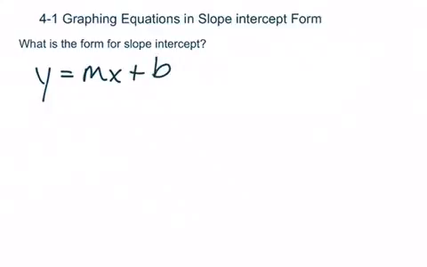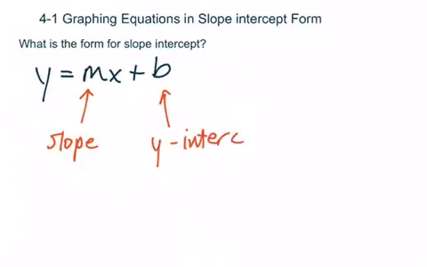Okay, so in slope-intercept form, y equals mx plus b, what does the m stand for? That's our slope. And what is the b? Very good, y-intercept. So when we say y-intercept, what does that mean? Where the line crosses the y-axis. That is our y-intercept.